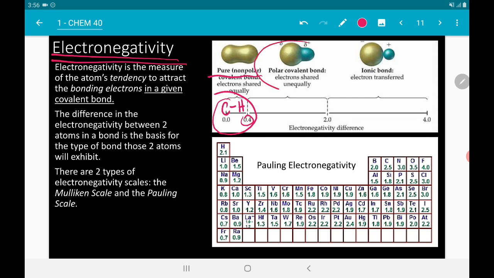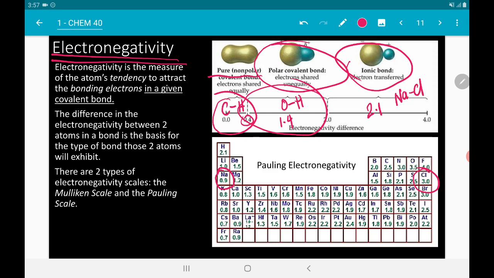So, ano naman ang example ng polar covalent bond? Yung OH bond, tingnan natin, 3.5 for oxygen, minus 2.1. So, 3.5 minus 2.1, that is 1.4. Ibig sabihin, the OH bond is a polar covalent bond. Ano naman ang example ng ionic bond? Usually yung ionic compounds na nakikita natin is NaCl. So, Na ito, and then Cl. 3.0 minus 0.9, that's 2.1 for the NaCl molecule. So, this gives you an idea about how bonds exist.